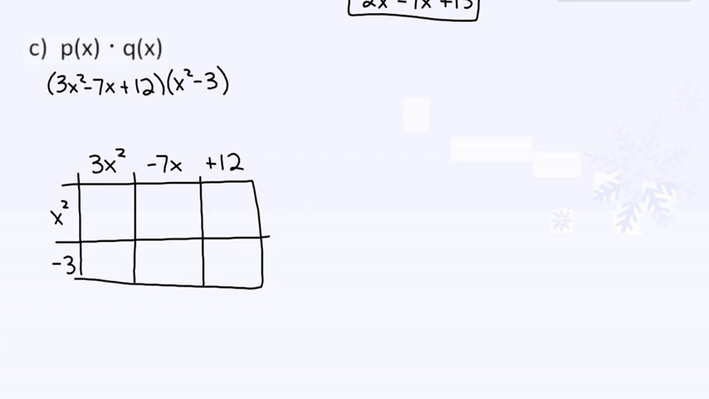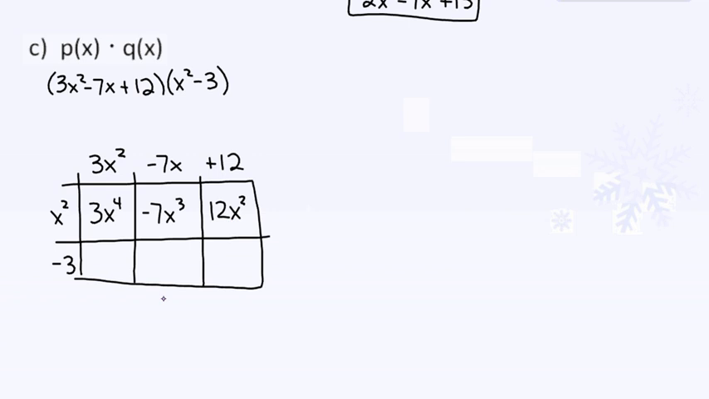Okay, now you're going to multiply. And so first of all, we have 3x squared times x squared. That's 3x to the 4th. That goes in the box. Negative 7x times x squared. That's negative 7x cubed. That goes in the box. 12 times x squared is 12x squared.